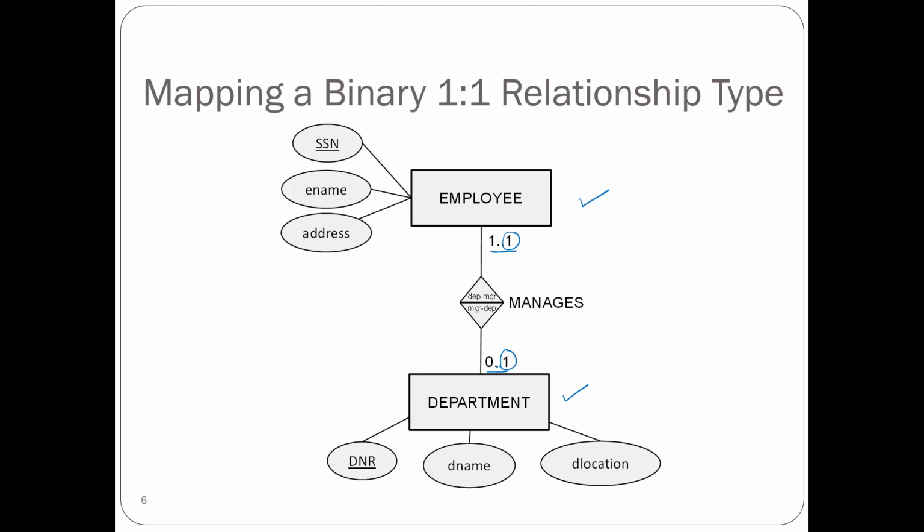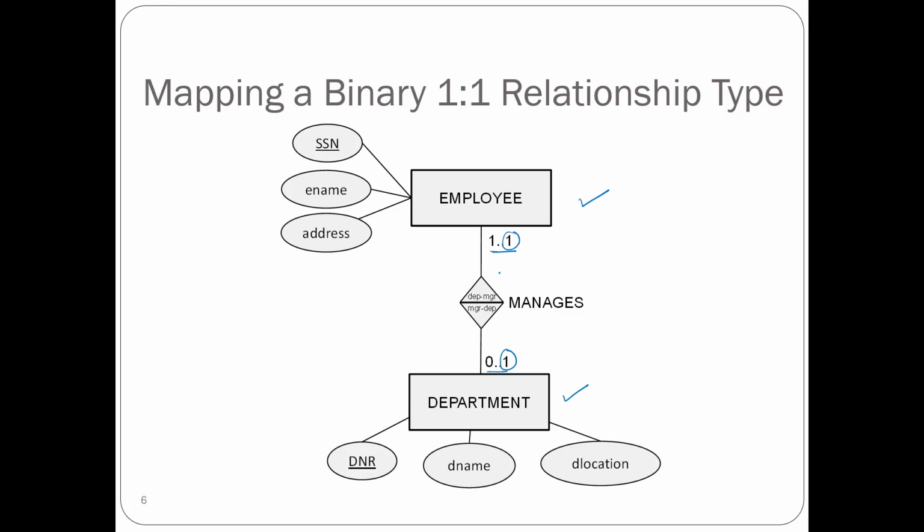If you want to understand the meaning of this relationship, we have the entity type employee with the attribute types SSN, ename, and address. SSN is our primary key. Then for department, we have attribute types DNR for department number, DNAME for department name, and DLocation for the department's location.